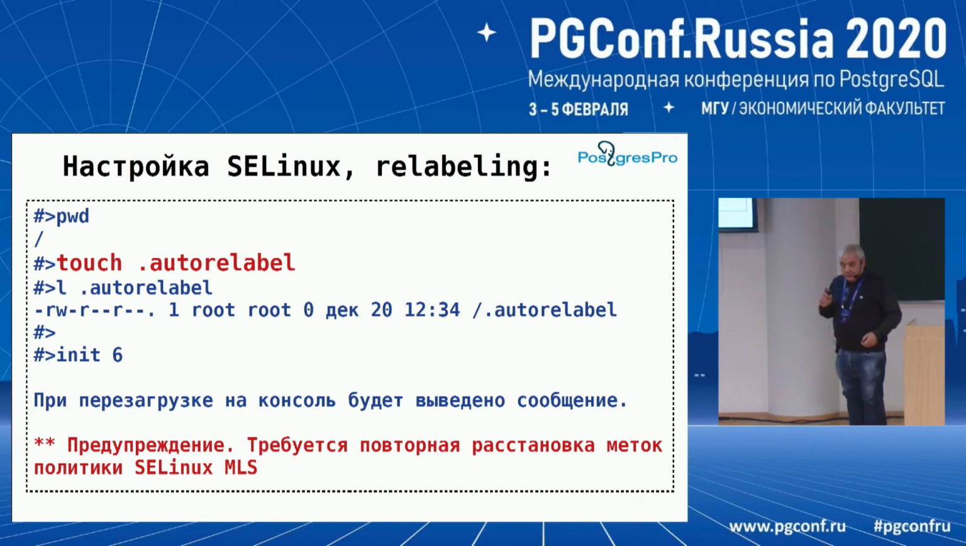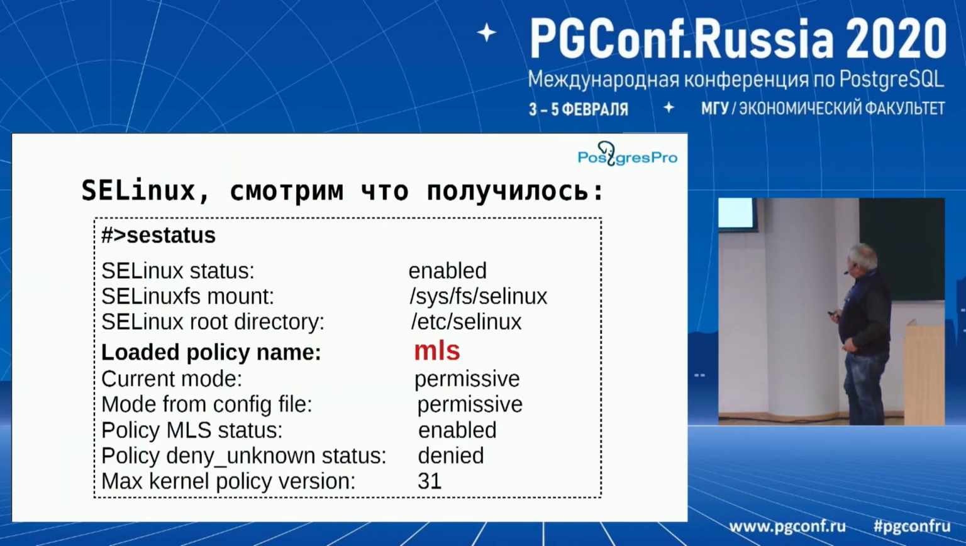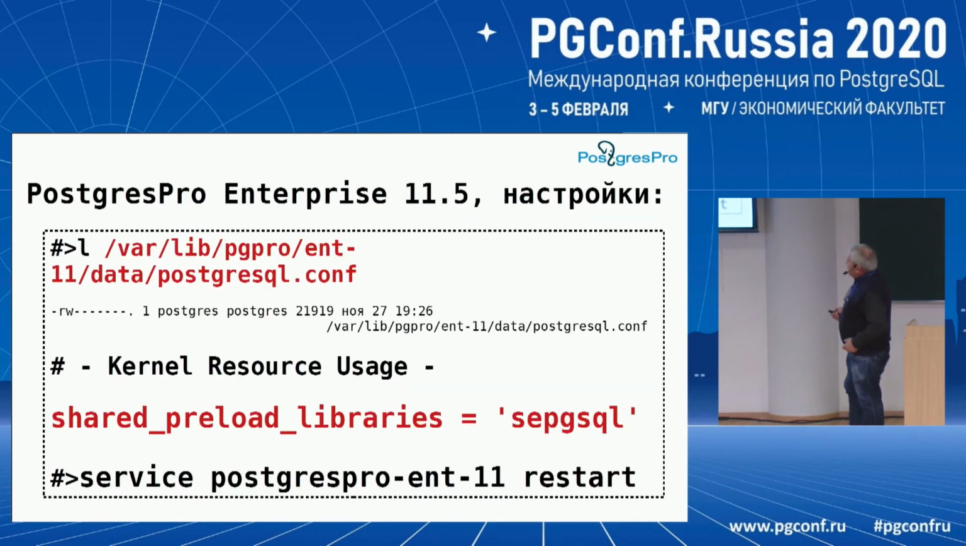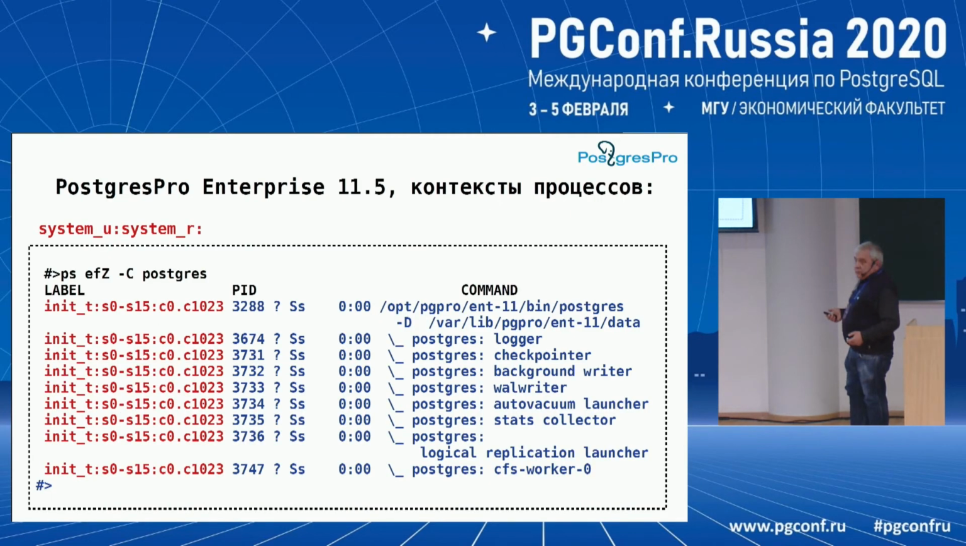CentOS will warn you that a lot of time is needed for relabeling. That's fine. So status. This is a frequently used utility, MLS, permissive mode. Good, so we will not come back to it. Postgres settings. The simple things. Shared preload, we say sepgsql, and then we do service restart.